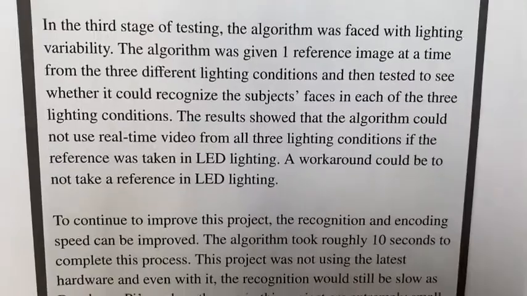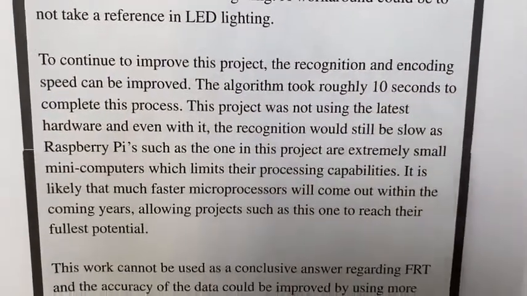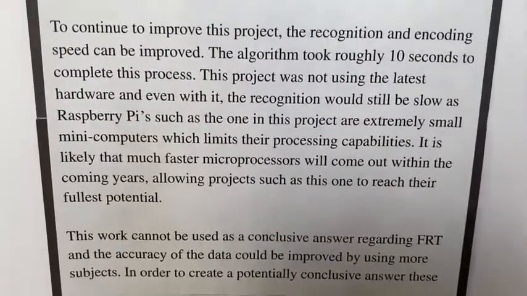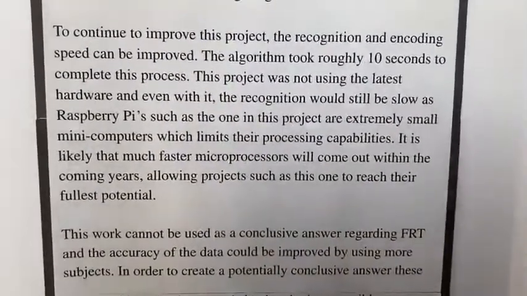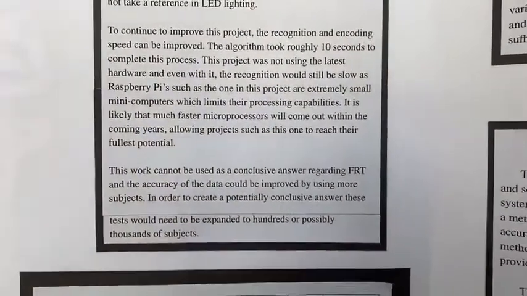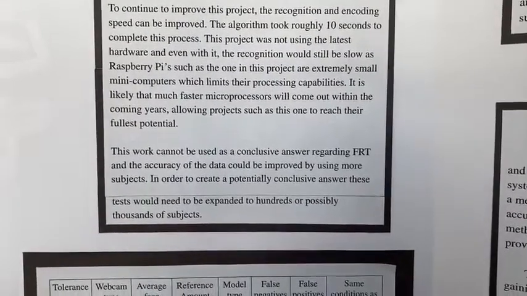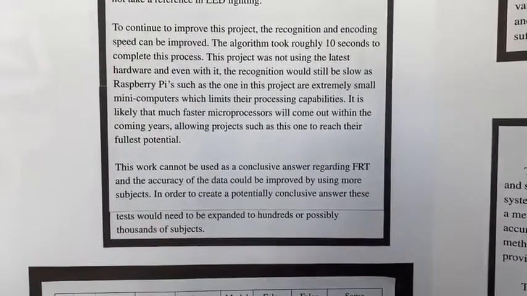To continue to improve this project, the recognition and encoding speed can be improved. The algorithm took roughly 10 seconds to complete this process each time. This would require faster hardware. The accuracy of the data could be improved by using more subjects. In order to create a potentially conclusive answer, these tests would need to be expanded to hundreds or possibly thousands of subjects.